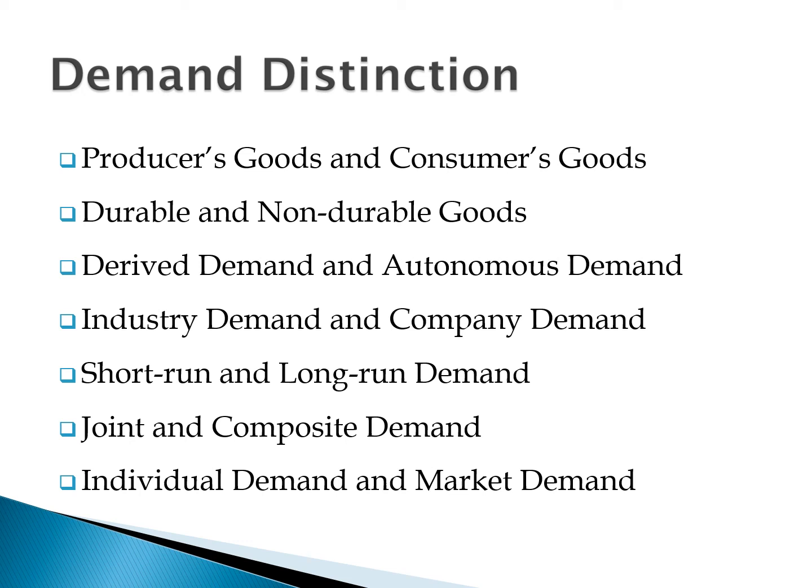Next one, industry demand and company demand. The total demand for the product of a particular industry refers to industry demand, whereas company demand refers to the product of a particular company in that industry. For example, the total demand for fans denotes the industry demand. On the other hand, demand for any particular brand of fans like Usha, Polar, etc. is called company demand.